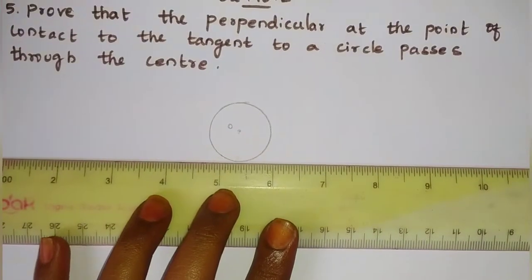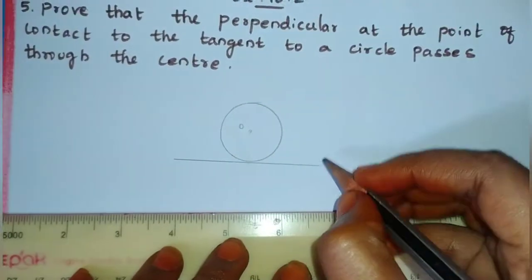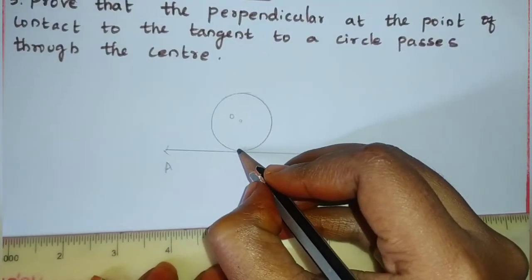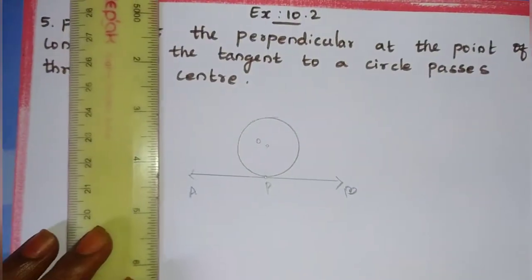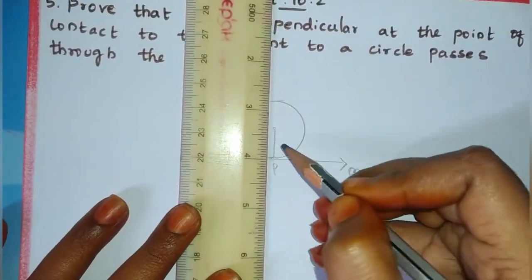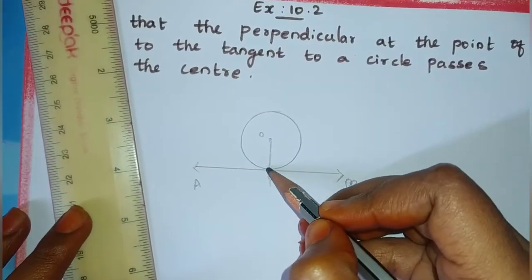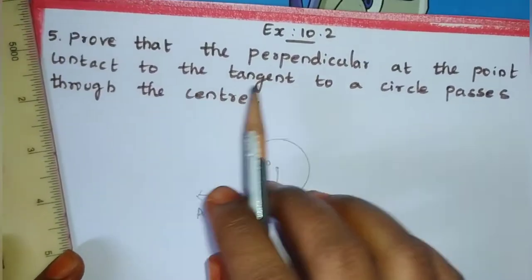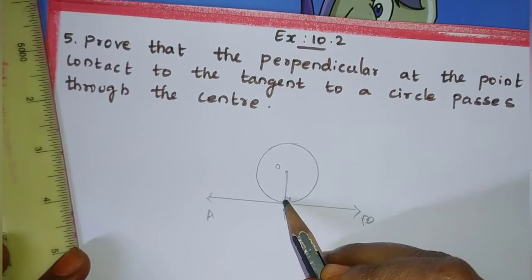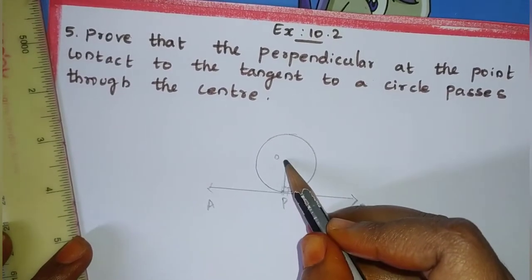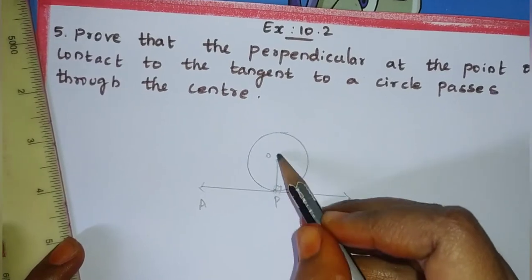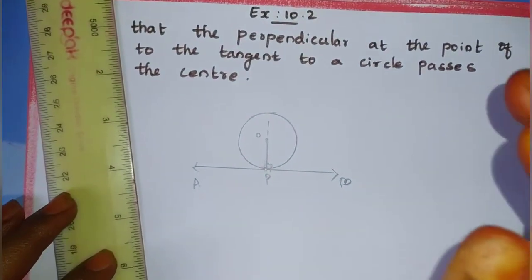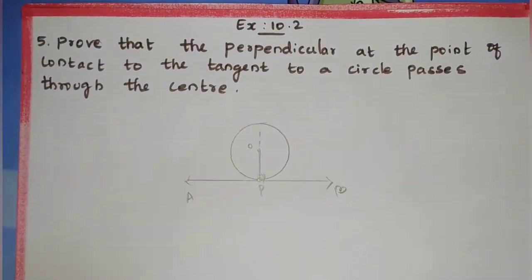Okay, for that I am going to draw one tangent. This is AB, and this is the point of contact P. This we know is 90 degrees. They said prove that the perpendicular at the point of contact to the tangent to a circle passes through the center. You have to prove that this line is passing through the center only. That only you have to prove. Clear? So first write the given.